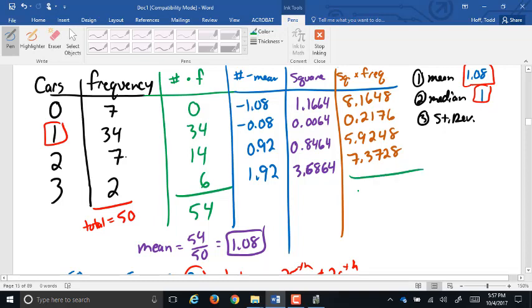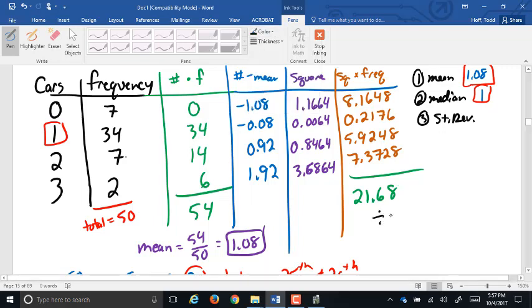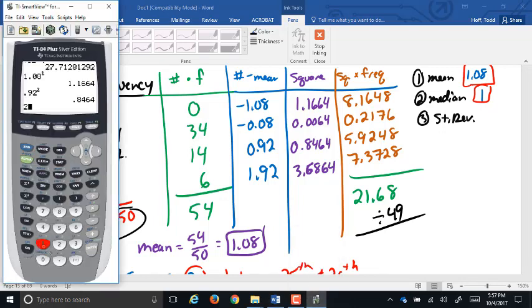If we add them up, we get 21.68 exactly. Cool. What do we do with that then? So we're going to divide by n minus 1. N is 50. So we got to divide by 49. That's where it went off the tracks for you. So 0.4424.